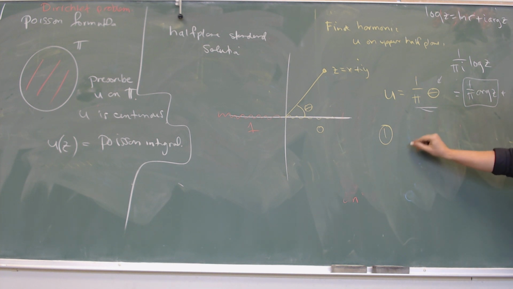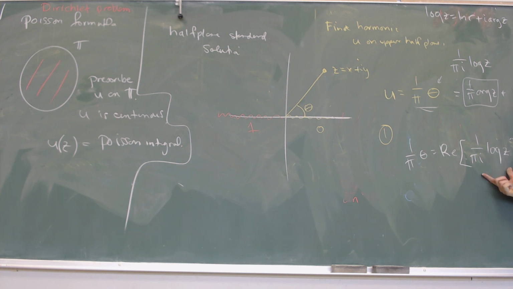So u, 1 over pi theta, is the real part of the function 1 over pi i times the logarithm of z. Where we're going to choose log to have a branch cut running down into the lower half plane somewhere, to keep the branch cut away from the upper half plane. So if you're the real part of an analytic function, you are harmonic. Condition 1 met.